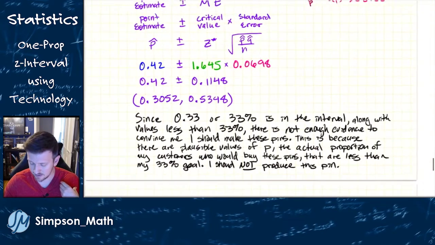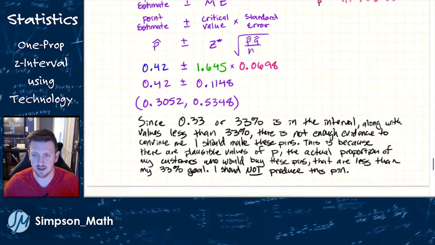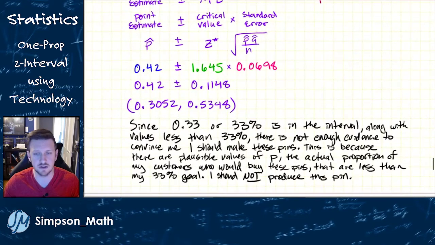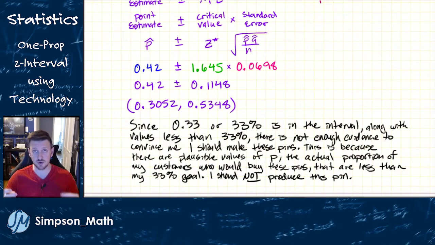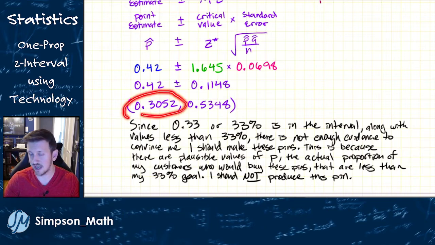Me, this business owner, I'm taking a look at my market research, and I saw that somewhere between about 30% and about 54% lies the true proportion of all my customers who would buy this pen from me. Well, I said that I would only produce this if I could be convinced that over 33% of my customers would buy this pen. And notice that there's a chance that it's as low as 30%.